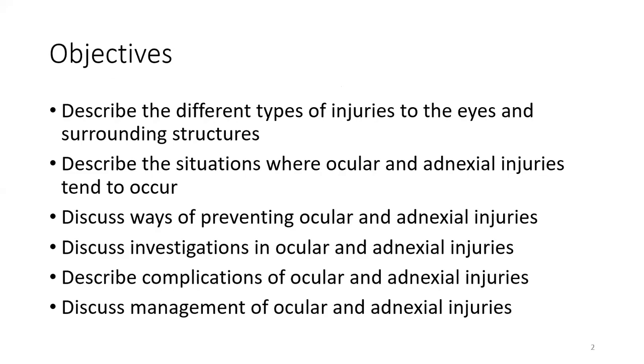The objectives of this lecture are, by the end of the lecture, you should be able to describe the different types of injuries to the eyes and surrounding structures. Describe situations where ocular and adnexial injuries tend to occur. Discuss ways of preventing ocular and adnexial injuries. Discuss investigations in ocular and adnexial injuries. Describe complications of ocular and adnexial injuries. And discuss management of ocular and adnexial injuries.